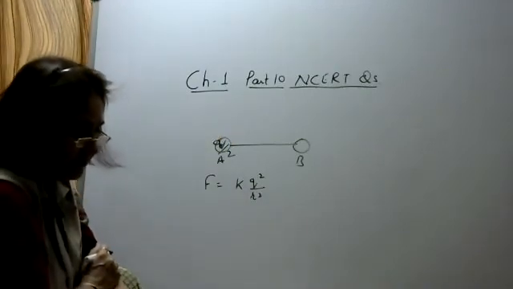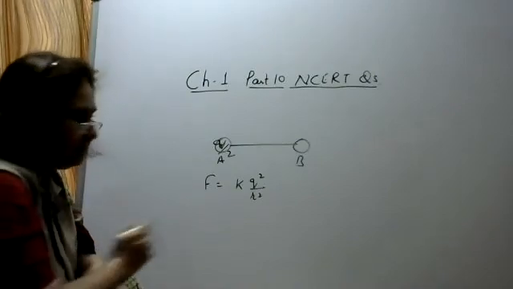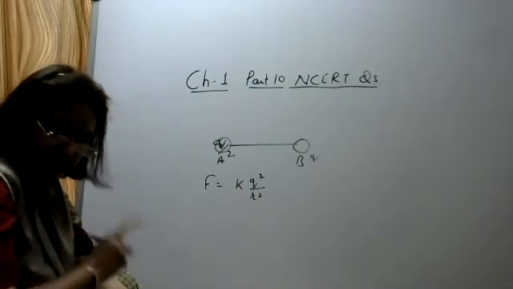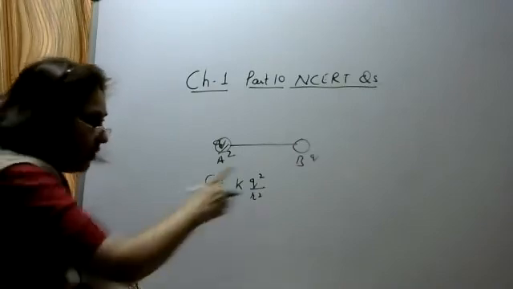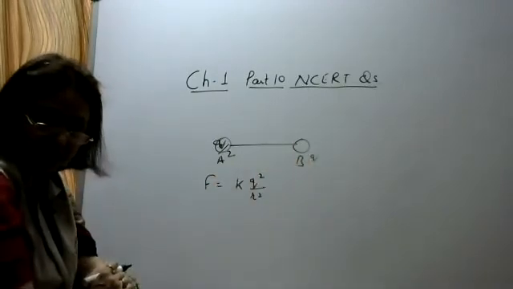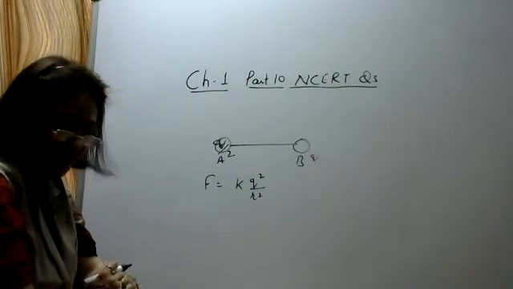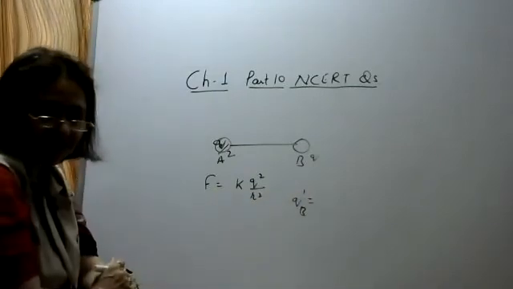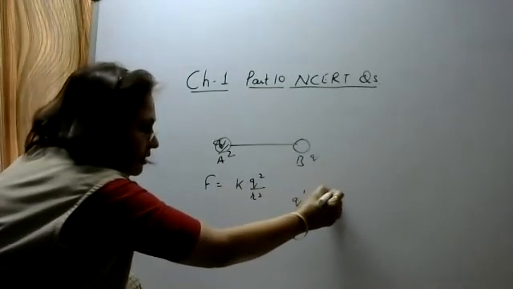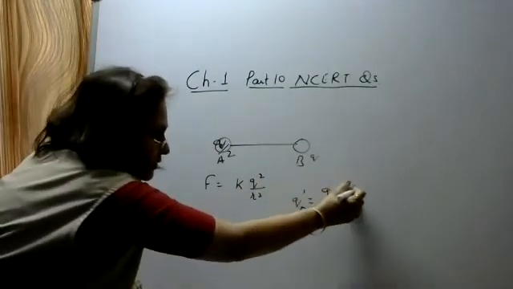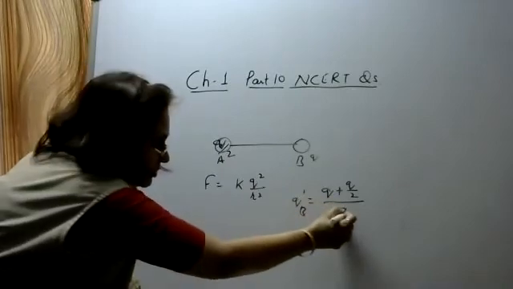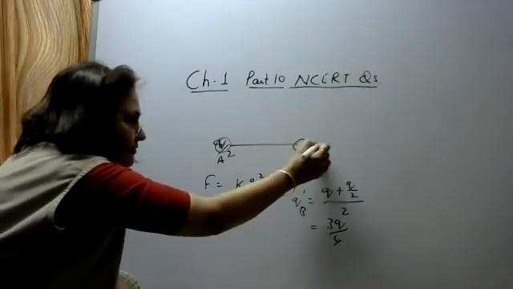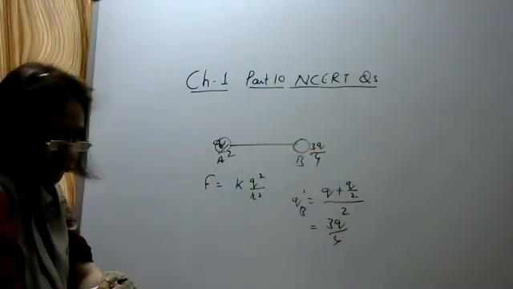Then it is brought in contact with the second one. B was having Q charge. Now sphere C, which is having the charge Q by 2, is brought in contact with the Q charge at B. Now what will be the charge on B? We know that the charges are shared. So now the charge on sphere B will be equal to Q, which was on B, plus Q by 2, which was on C, upon 2. That is equal to 3Q by 4. So now the charge on B will be 3Q by 4.